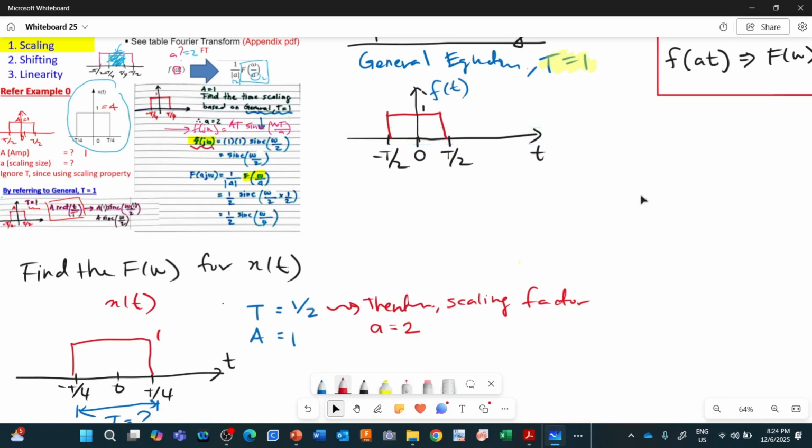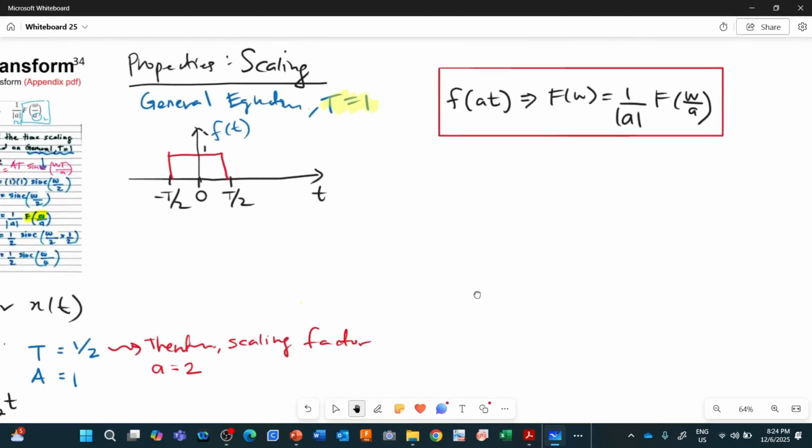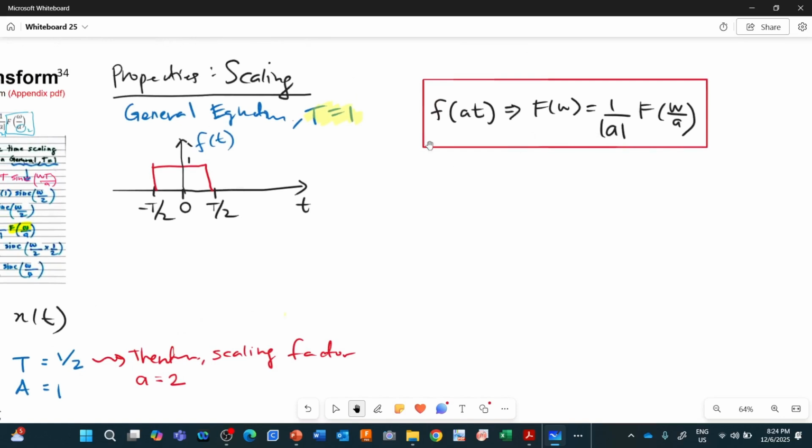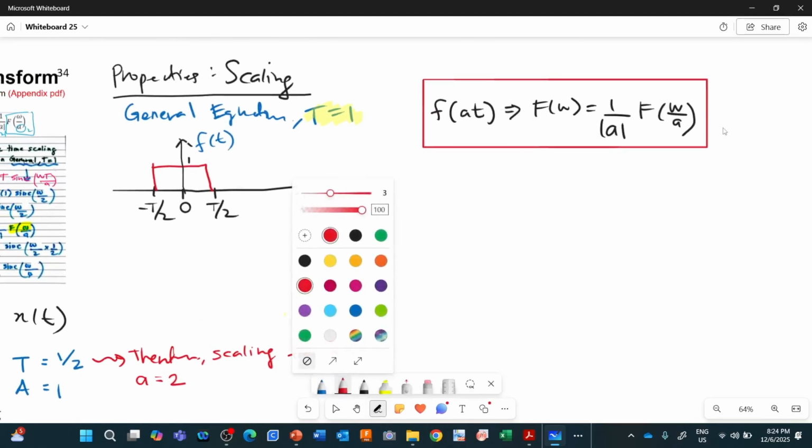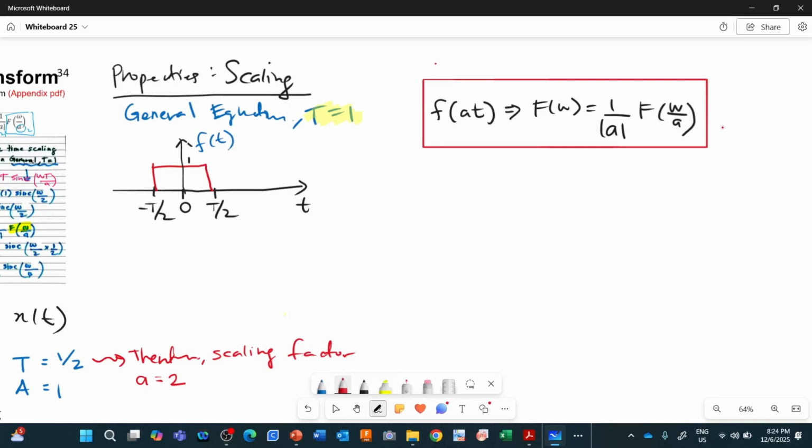Based on that, what you need to do first is we are going to use the general equation. If you look at this equation, A is the scaling factor.